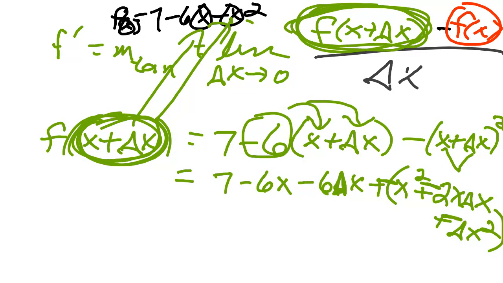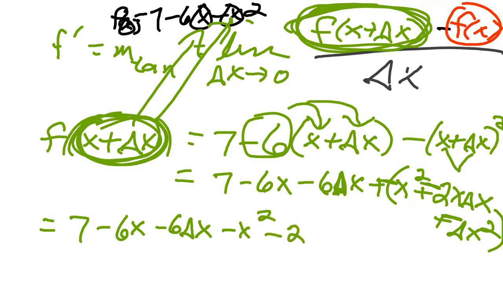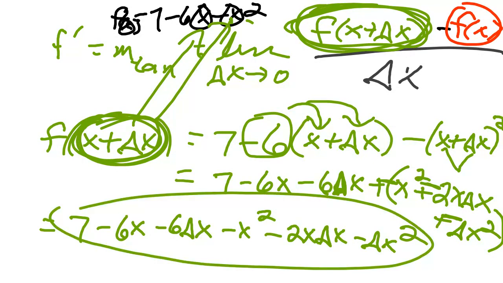And so then what we have is, I better make sure, so it's going to be 7 minus 6x minus 6 delta x minus x squared minus 2x delta x, and then minus delta x squared, right? And so this is the first part right here, right? Yeah. Yep. Okay. I see that. Got that? Now, I Yep.